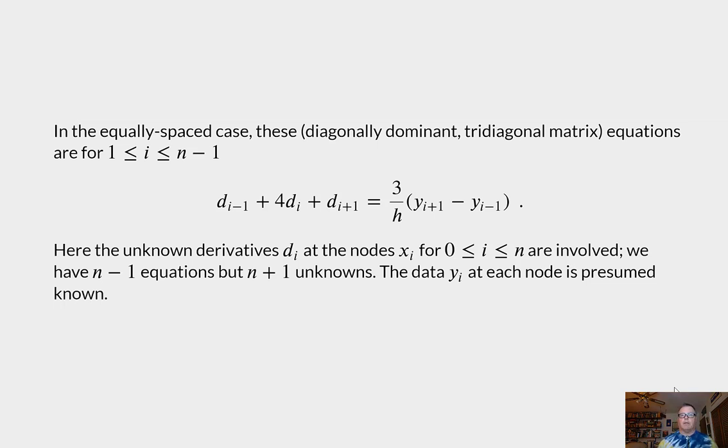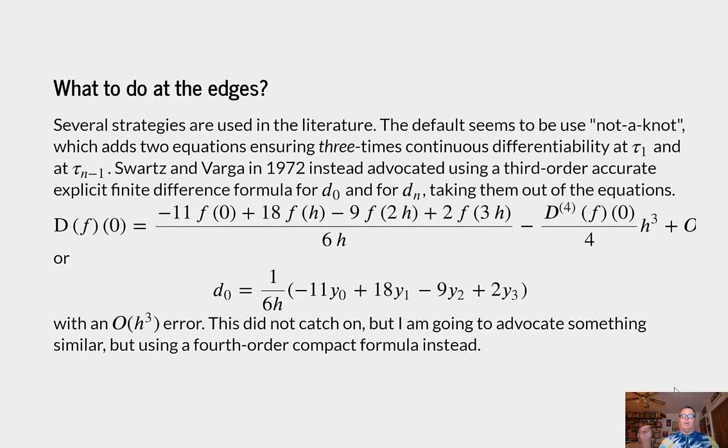We go ahead and do that. Tridiagonal equations, particularly diagonally dominant systems like this, a symmetric positive definite tridiagonal system, are very numerically stable to solve, and away you go. But it leaves open what to do at the edges. We have this freedom of choosing the derivatives at the edges, just an extra thing. What seems to be most common is you choose those slopes at the edges to ensure three times continuous differentiability at the first interior node on the one side and three times continuous differentiability at the node at the other end. That's the default, and people seem to be reasonably happy with it. It's a bit unnatural, but okay.